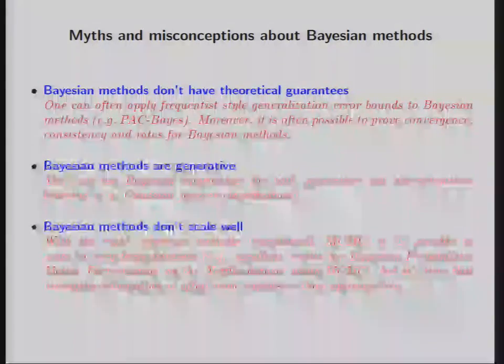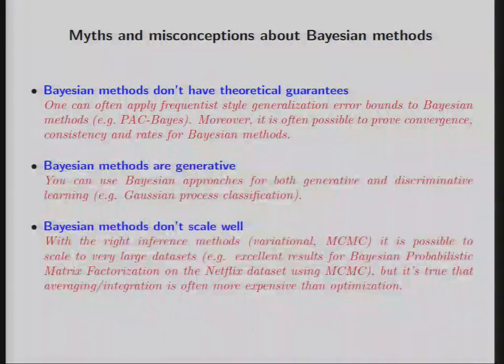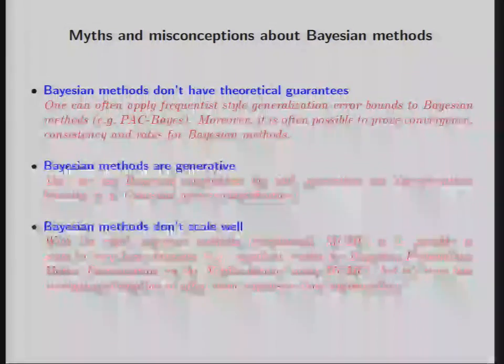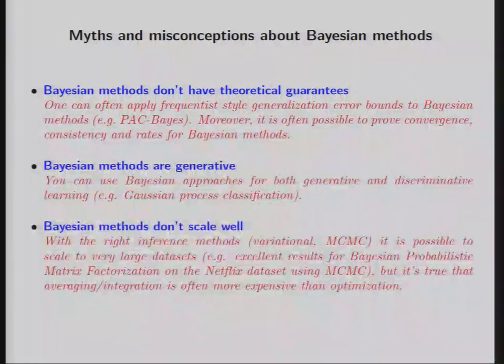But more interestingly, rather than applying Bayesian theory to analyzing Bayesian methods, I think it's very interesting to think about applying frequentist-style generalization bounds and frequentist theory to understanding Bayesian methods. Things like PAC-Bayes, which was mentioned earlier today. And it's often possible to prove things like convergence, consistency, and frequentist rates for Bayesian methods. So think of the Bayesian method as a tool, and now you can analyze its properties independent of your prior assumptions, just under some, for example, IID assumptions and things like that.